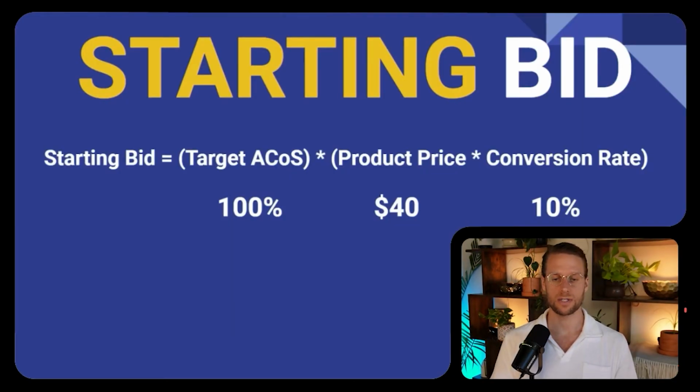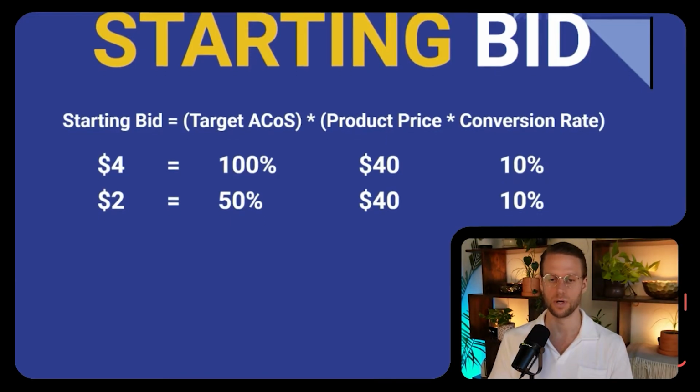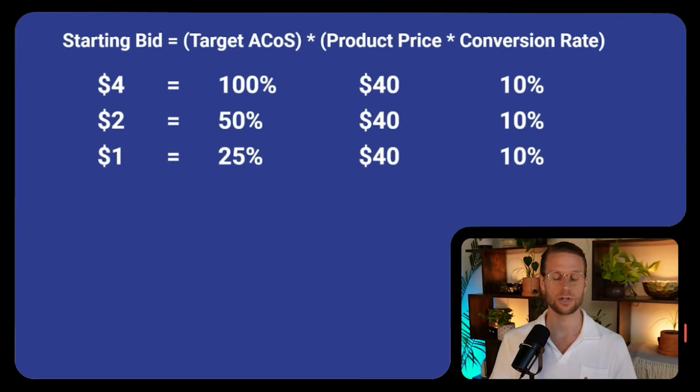So if my target ACoS is 100%, my product price is $40 and my conversion rate is 10%, that means that my starting bid is going to be $4. That's 1 times 40 times 0.1. Now, if I wanted a target ACoS of 50% and my product price is $40, my conversion rate is 10%, then my starting bid would be $2. That's 0.5 times 40 times 0.1. If I wanted a target ACoS of 25%, then my starting bid would be $1, etc.